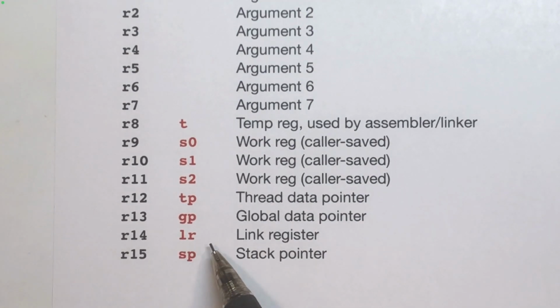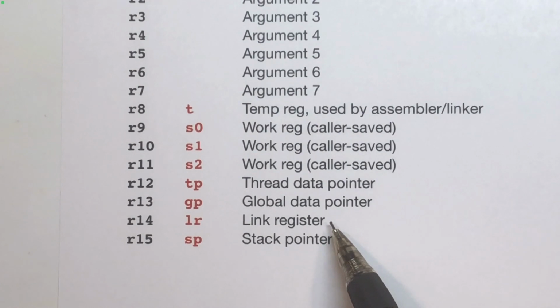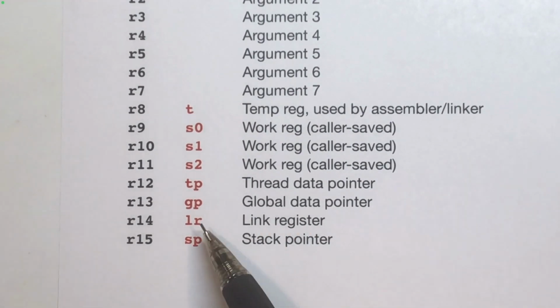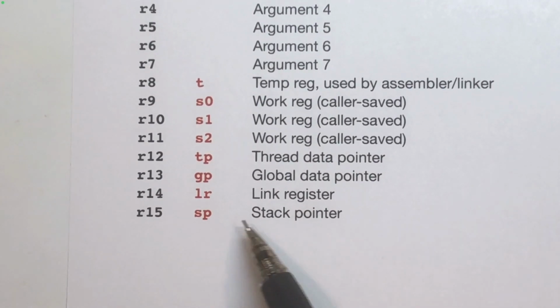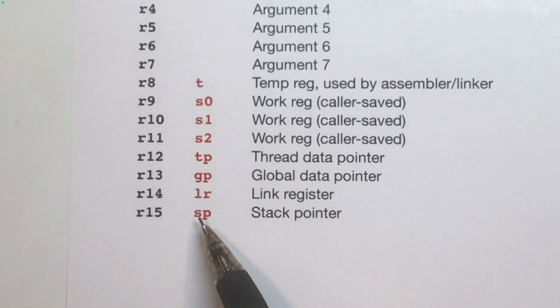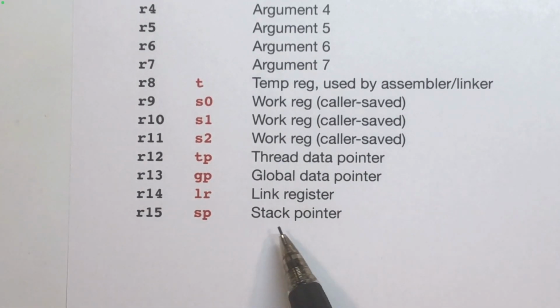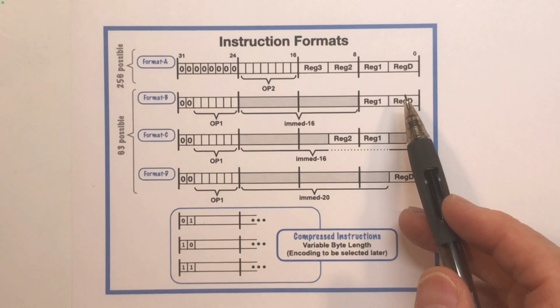Register R14 is called the link register, and that's used when a function is called. The return address is saved in register 14, the LR register. Finally, register 15 is the stack pointer, and that is used for the stack of stack frames that are allocated whenever functions are called. Now let's look at how machine instructions are encoded in the Blitz architecture.